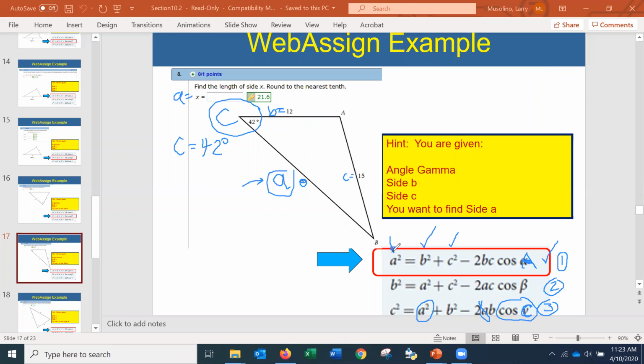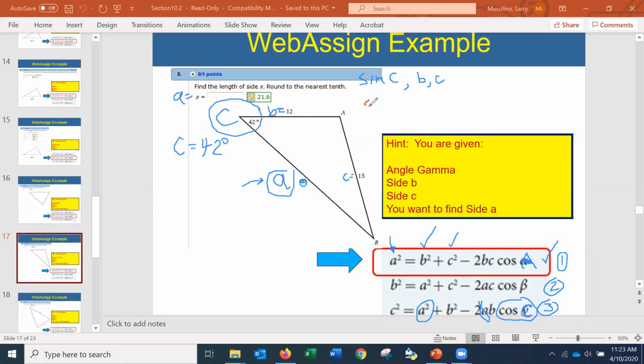Well, how about if I try law of sines and see if that leads me anywhere? Because here's what I'm given. Let me write down what I'm given. I'm given angle C, so I know sine C. I'm also given side B, and I'm also given side C. Would that lead me to be able to find angle B using law of sines?